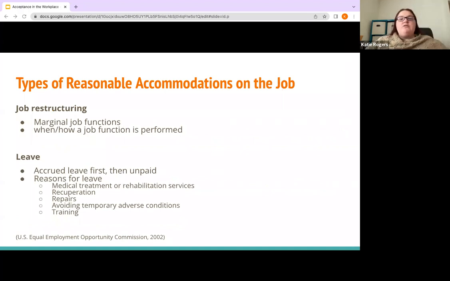And an employer may switch the marginal functions of 2 or more employees in order to restructure a job as a reasonable accommodation. So for example, let's go back to that cleaning crew. A cleaning crew works in an office building, and one member of the crew wears a prosthetic leg, which enables him to walk very well, but climbing steps can be painful and difficult.